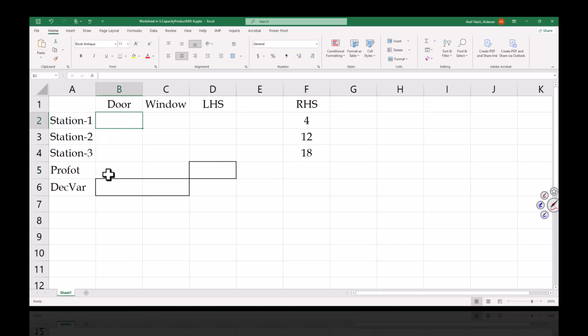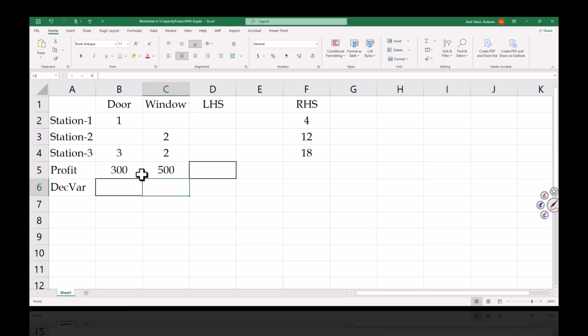For each unit of product 1, I need 1 unit of resource 1 and 3 units of resource 3. For each unit of product 2, I need 2 units of resource 2 and 2 units of resource 3. Profit that I make for product 1 is 300 and profit for product 2 is 500.